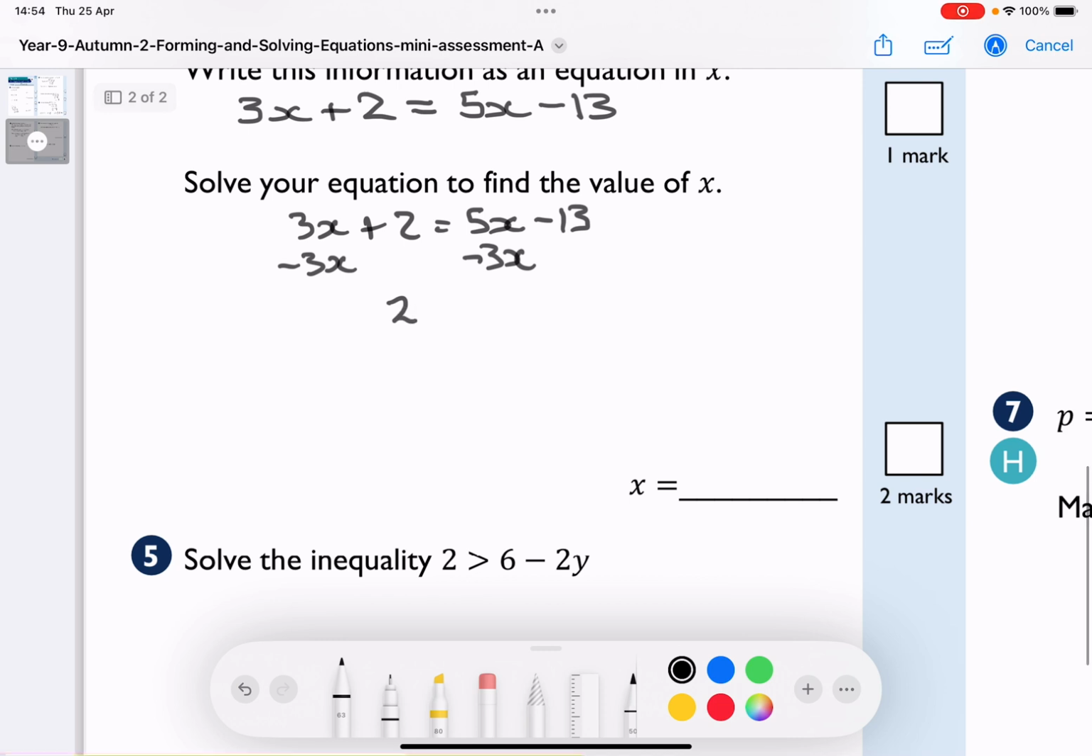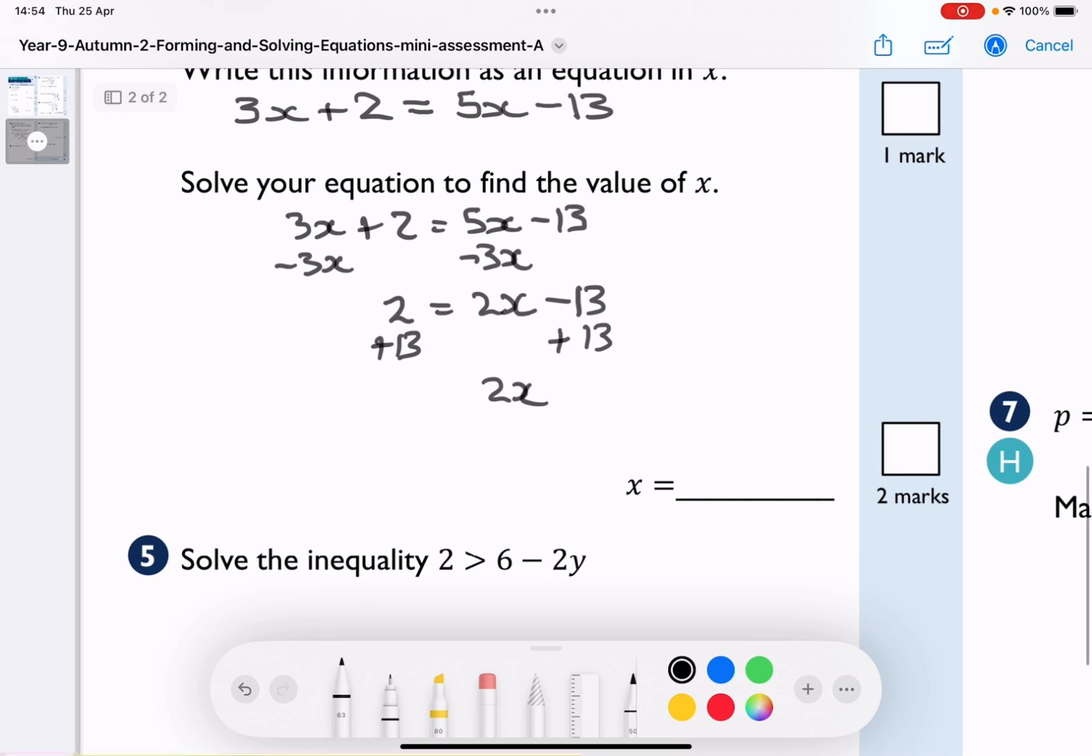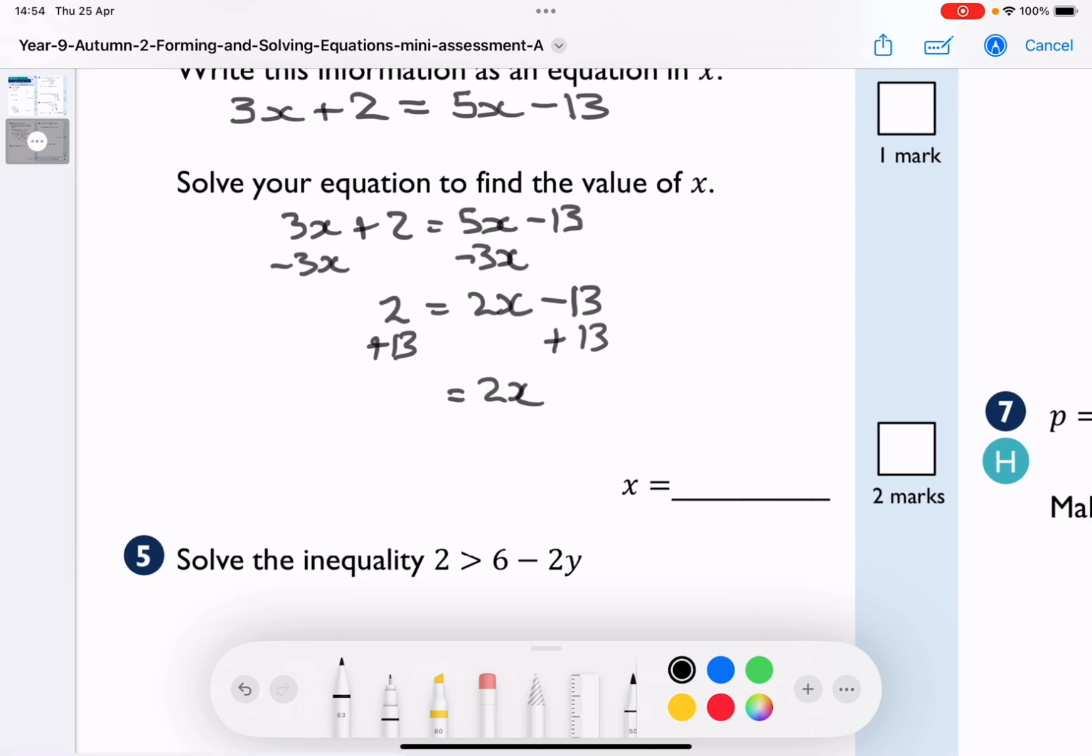That leaves me with 2 on this side. Then I've got 2x, that's 5x take 3x, take 13. Now I've got a 2-step equation, always get rid of the constant, and the constant is negative 13. So I add that to both sides. What I end up with is 2x equals 2 plus 13 is 15. Divide by 2 to get x on its own. So I've got x equals 15 over 2. You might prefer to write it as 7.5, but it doesn't bother me.